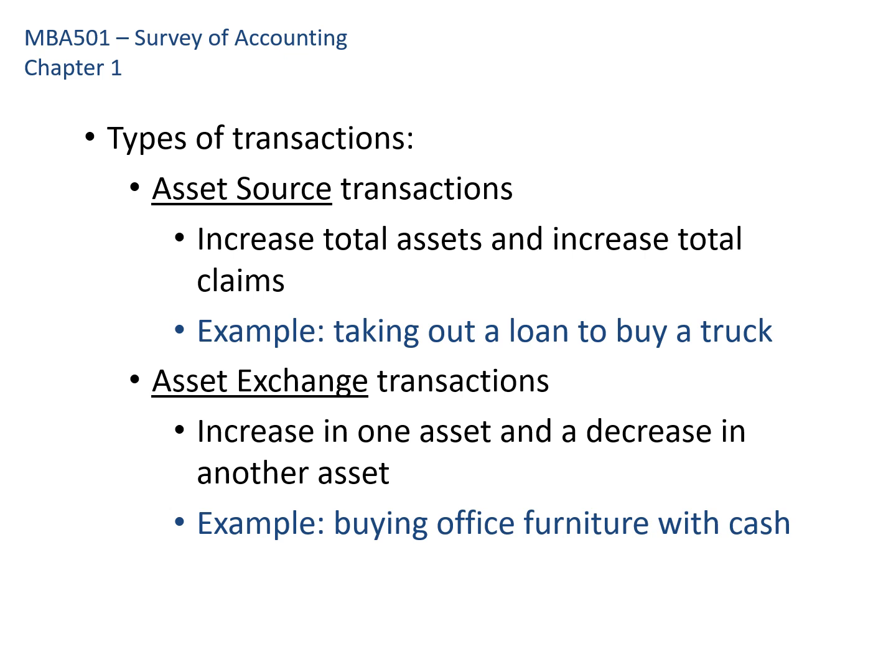The next type of transaction is an asset exchange transaction. That's where one asset goes up and another asset goes down. So both sides of the equation stay unchanged. An example of that would be taking cash out of the bank to buy office furniture. After that transaction, I have less cash and I have more office furniture.